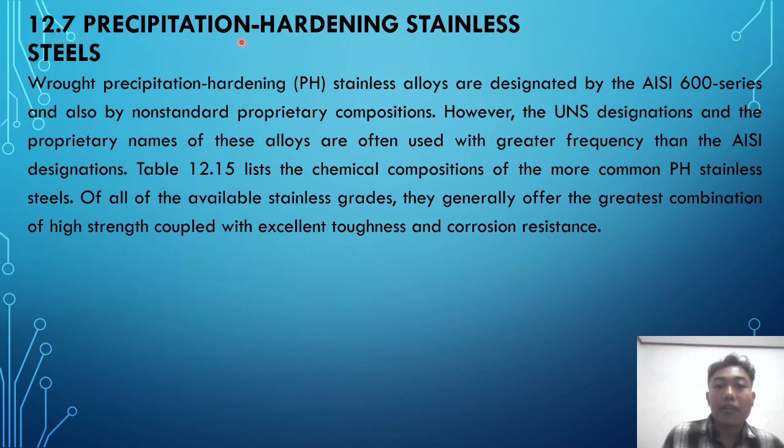12.7 Precipitation hardening stainless steel. Precipitation hardening (PH) steel alloys are designated by the AISI 600 series and alloys by non-standard proprietary compositions.